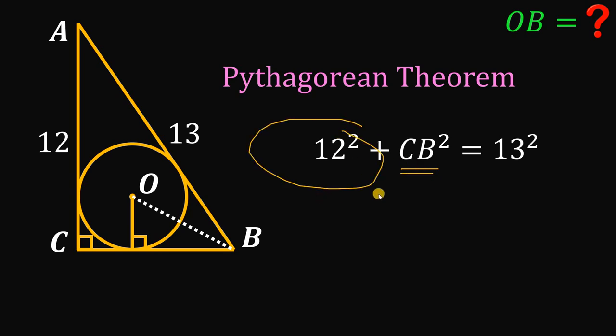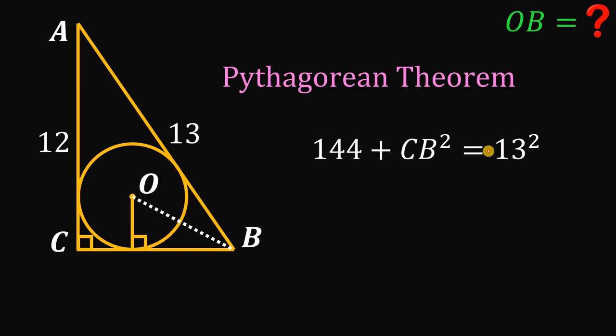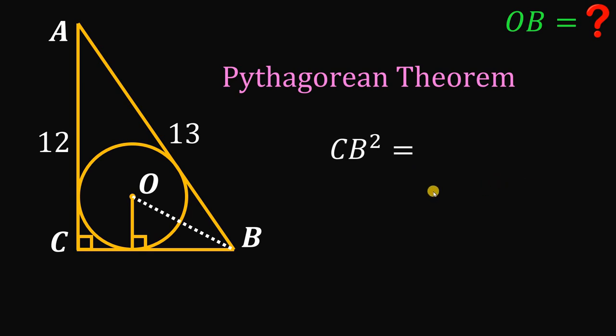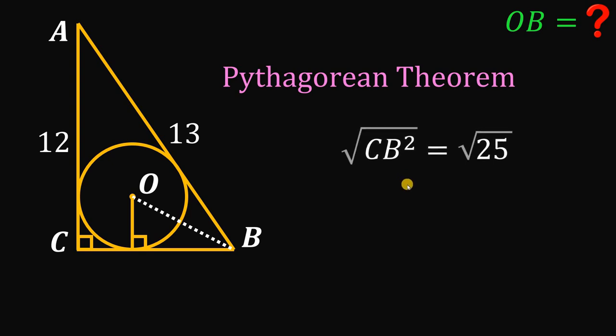Now, let's simplify and solve for the value of CB or BC. 12 squared is equal to 144. 13 squared is equal to 169. Let's subtract 144 on both sides to get the value of side CB. 169 minus 144 gives us 25. Then, let's get the square root on both sides. Since it is a side length, we need to focus on the positive value of BC.